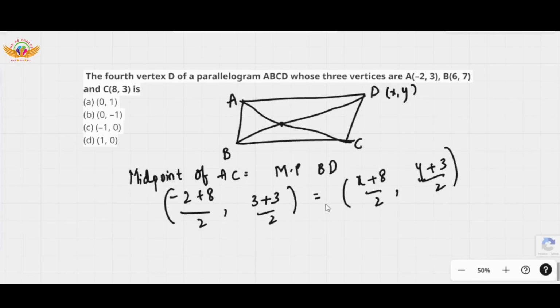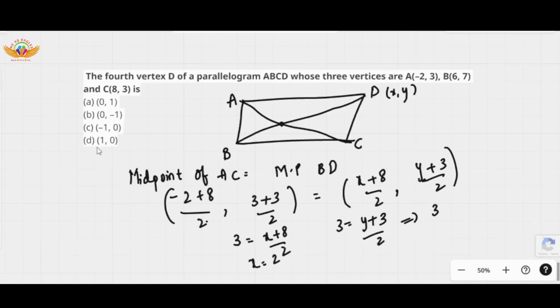Okay, so equate the x terms and equate the y terms. Minus 2 plus 8 is 6 by 2, which will become 3. 3 is equal to (x plus 8) by 2. And here 6 by 2, again 3, will be equal to (y plus 3) by 2. So if you bring 2 here, 6, and x value will be equal to 2. And here 3 twos are 6, and y value 6 minus 2 is 3.